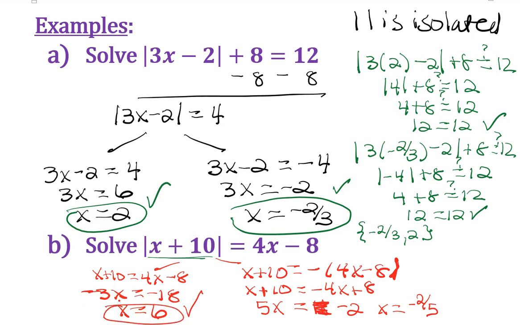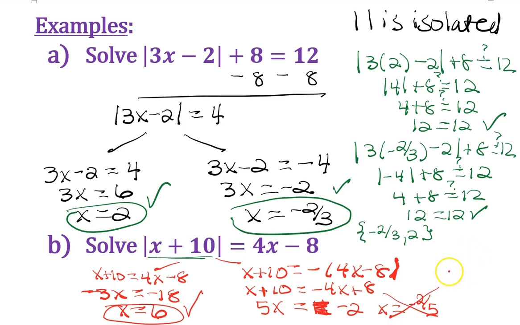This one's good. Negative 2/5, if we sub negative 2/5, negative 2/5 plus 10 is 48/5, because 10 is the same as 50/5. The absolute value of 48/5 is 48/5. 4 times negative 2/5 is negative 8/5. Minus 8, which is negative 40/5, brings us to negative 48/5. So here I end up with positive 48/5 equals negative 48/5. That doesn't check, so this answer goes out.